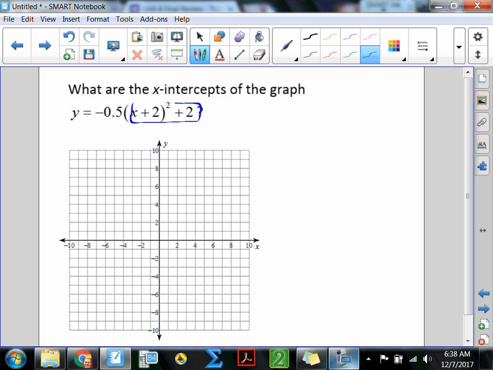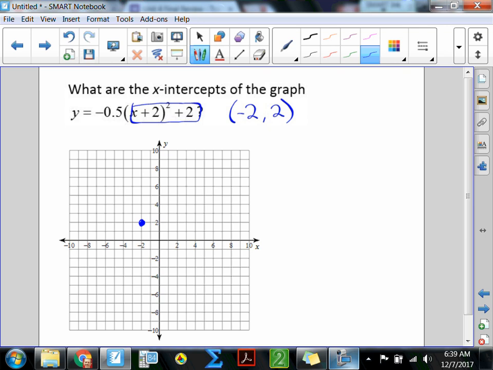We use these numbers inside the parentheses and at the back of the parentheses behind it to find the vertex. This tells me that my vertex is at -2, comma, +2. -2, comma, +2 is in quadrant 2 on the graph.